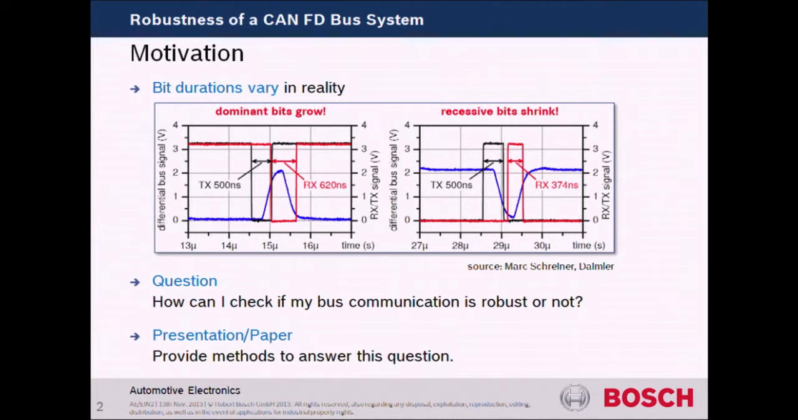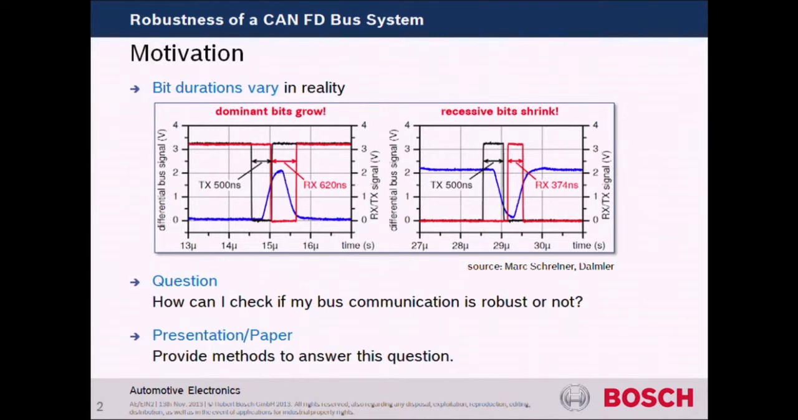We can see here that a 500 nanosecond dominant bit that was transmitted may grow to 620 nanoseconds in his setup. So dominant bits grow and recessive bits shrink. A 500 nanosecond recessive bit shrank to less than 400 nanoseconds. In percent, this shrinks and grows more than 20%. So we have extreme variations. We could even talk about variable bitrate CAN.